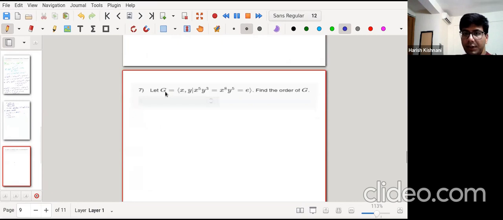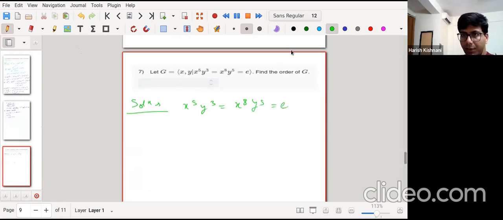It says that G is the group generated by x, y such that x raised to 5 y cube is x raised to 8 y raised to 5 equal to identity. Find the order of G. This question is very easy because some powers can be directly cancelled out. If you cancel powers from here using this equality, what will you get?